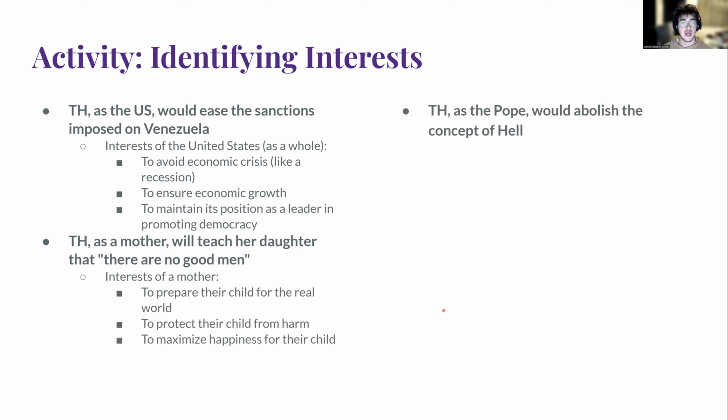So you just have to explain how teaching your daughter that there are no good men is going to affect their daughters and how they perceive men, and how that changes their ability to interact with the real world, maximize happiness, or have protection. "This House, as a Pope, would abolish the concept of hell." All right, the interests of the Pope.